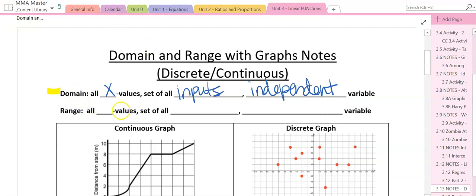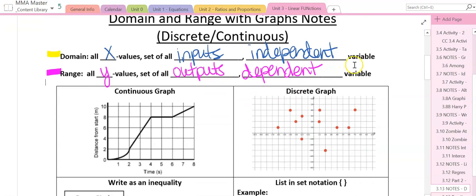The range, as opposed to the domain, which is all the X values, is all the Y values, or the set of all outputs. And it is the dependent variable. It depends on what the X value is. And to color code it, I will be using the pink, okay?